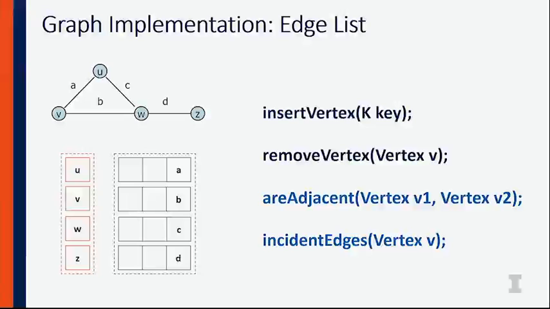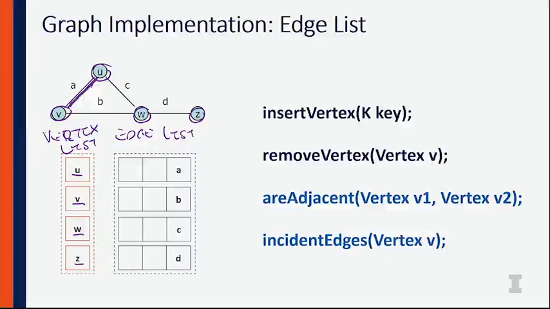In the edge list implementation, we are simply going to have a list of vertices and a list of edges maintained in a vector or a hash table-like data structure. So here we have on this simple graph u, v, w, and z. And you can see in our vertex list, we have that vertex u, v, w, and z. And in our edge list, we are simply going to maintain a list of edges and have the vertices that they connect as elements as part of the edge list.